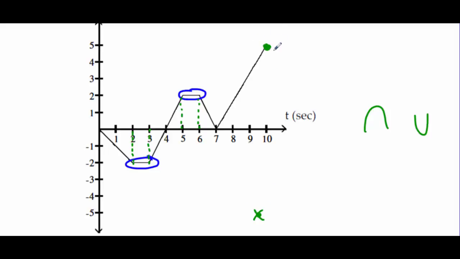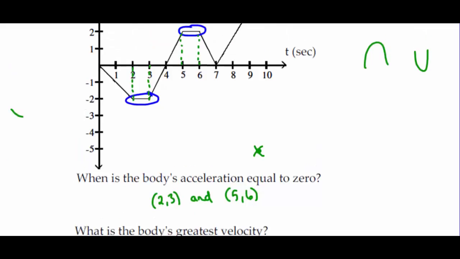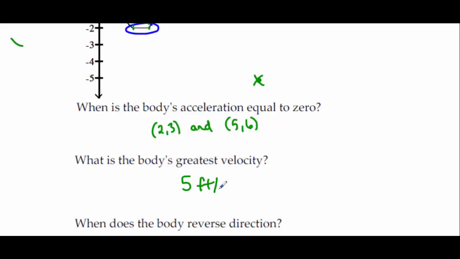So it asks what is the body's greatest velocity. So we're going to answer with 5. If it asked when the greatest velocity was, we would have answered at 10 seconds. But it asked what, so this is going to be 5 feet per second.